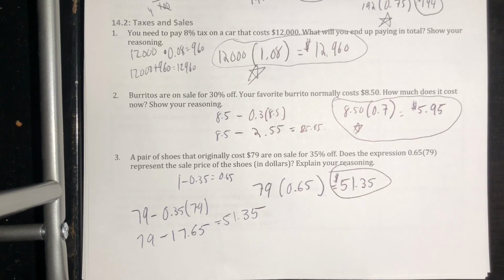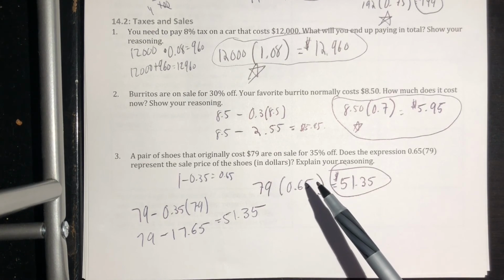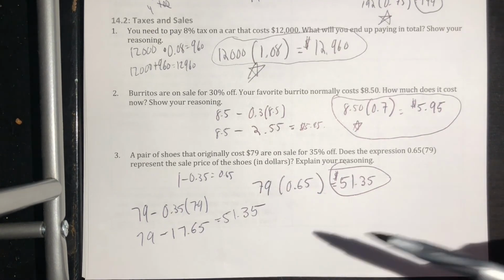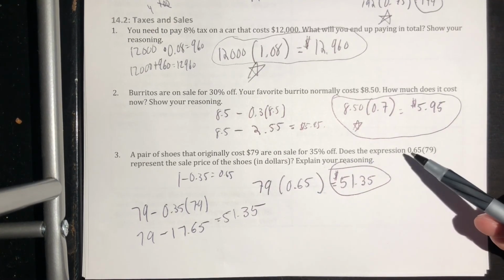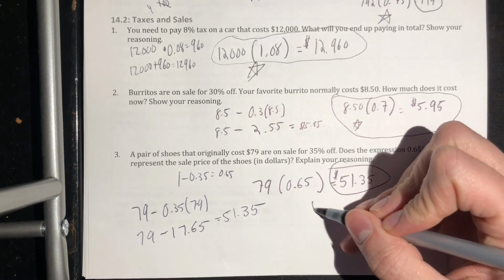A pair of shoes that originally cost $79 are on sale for 35% off. And I didn't read the directions here because, oh geez. Does the expression 0.65 times 79 represent the sale price of these shoes in dollars? Yes, it does.